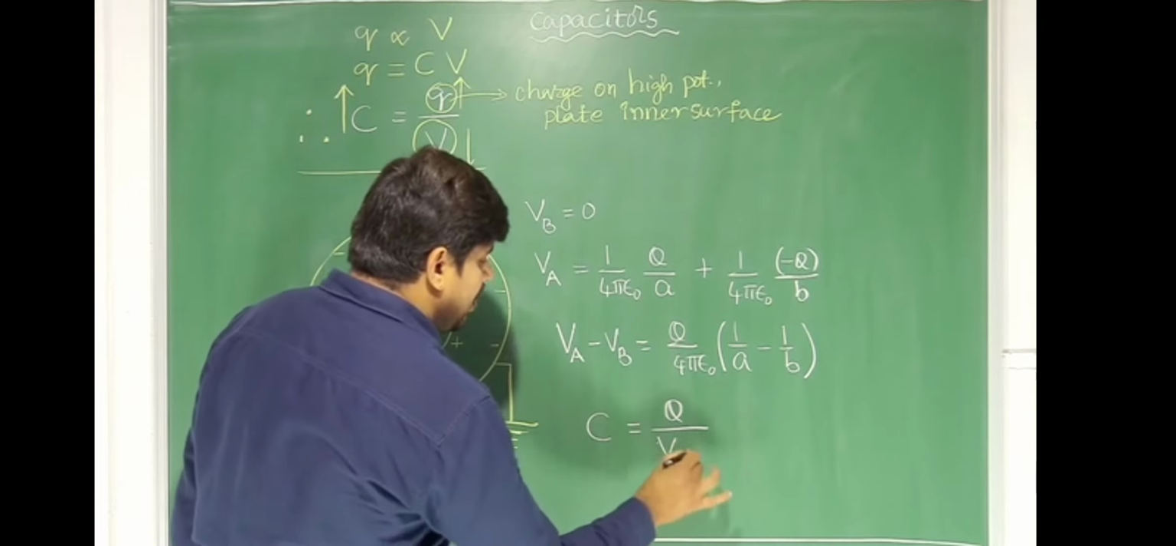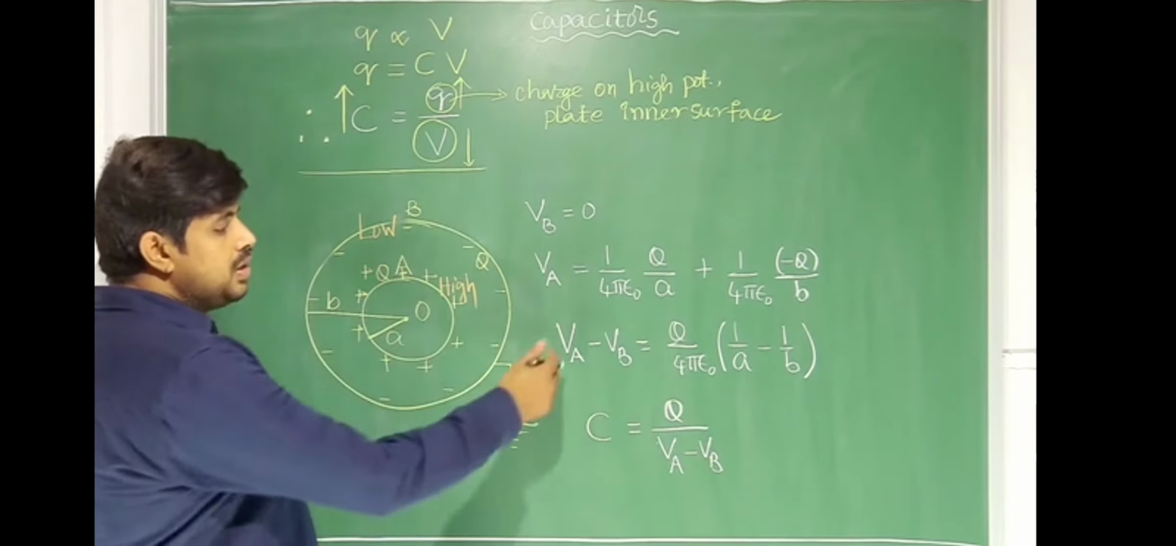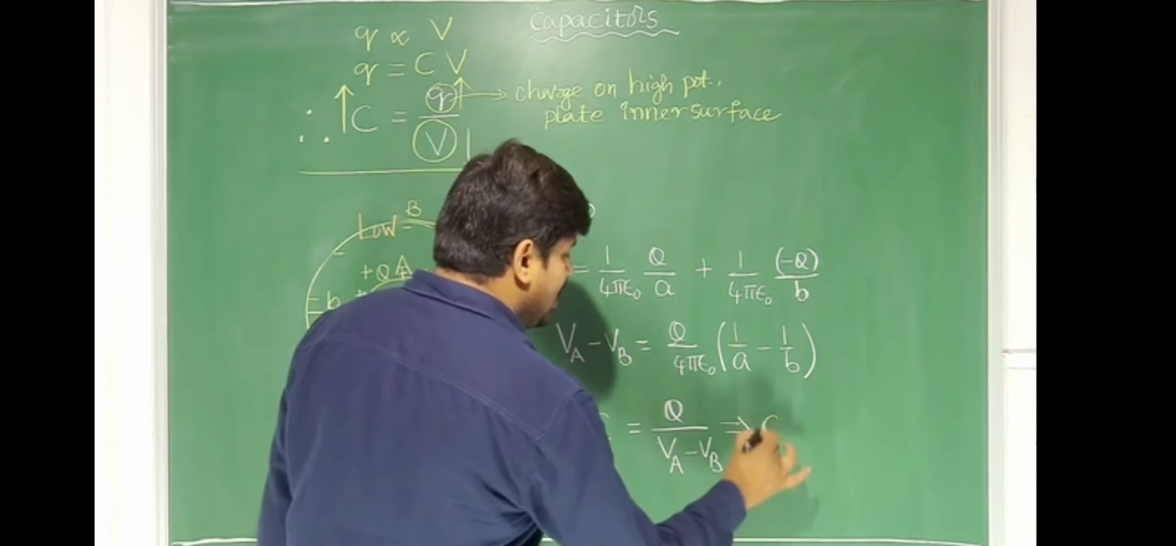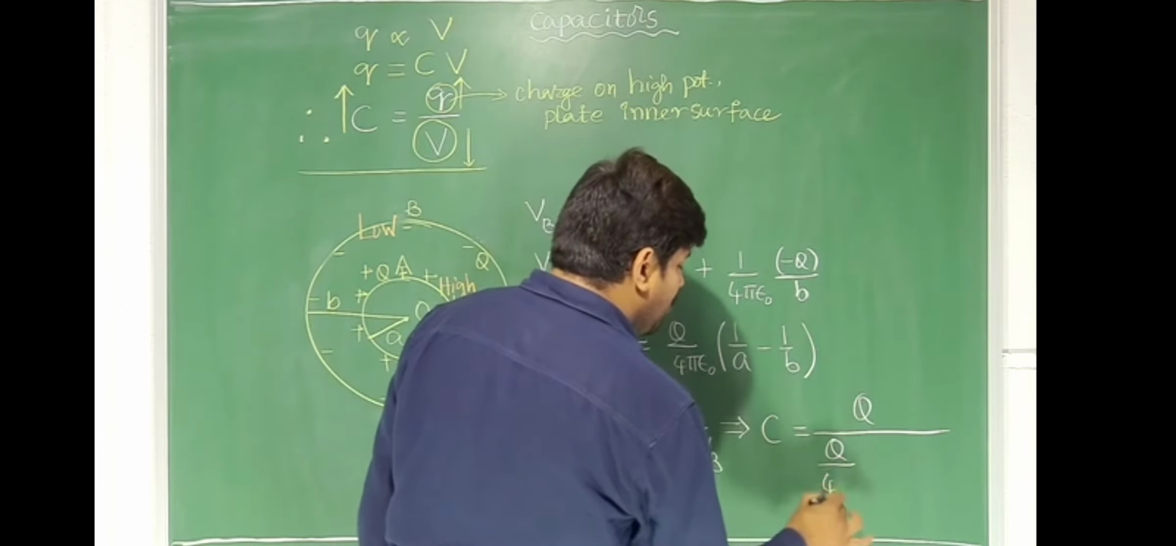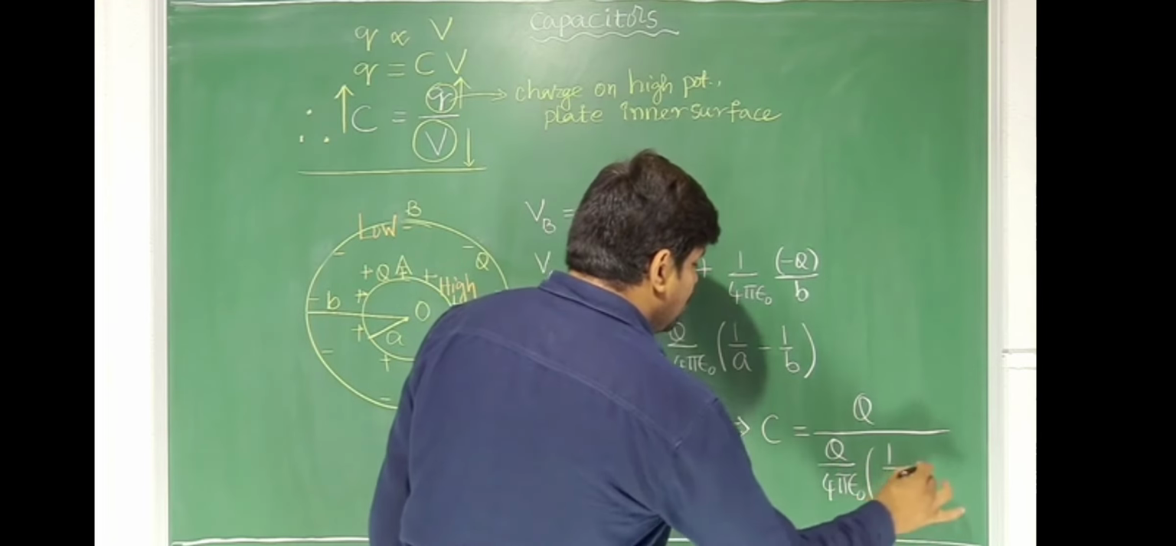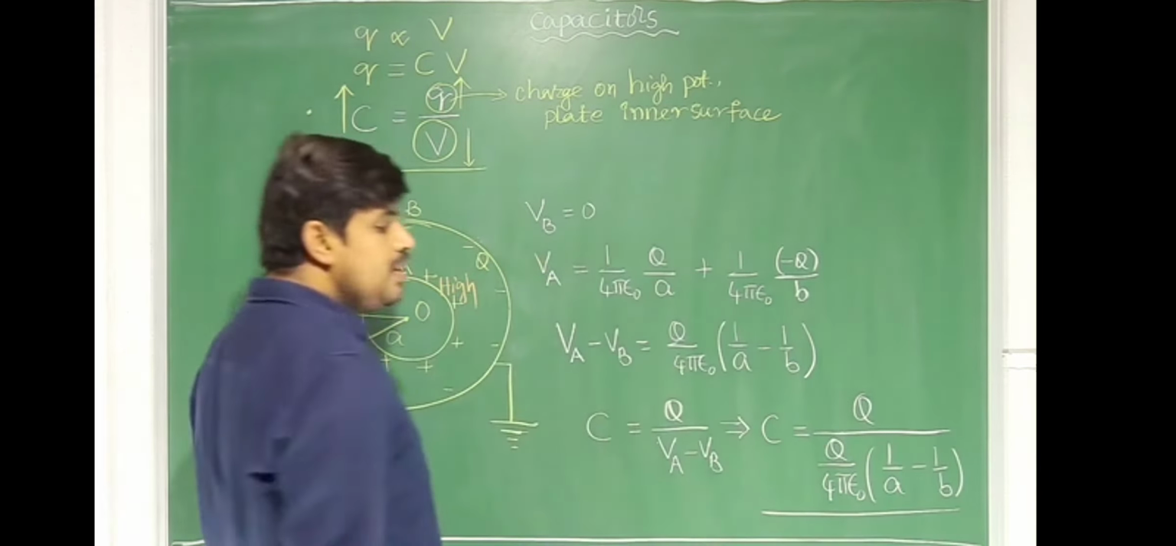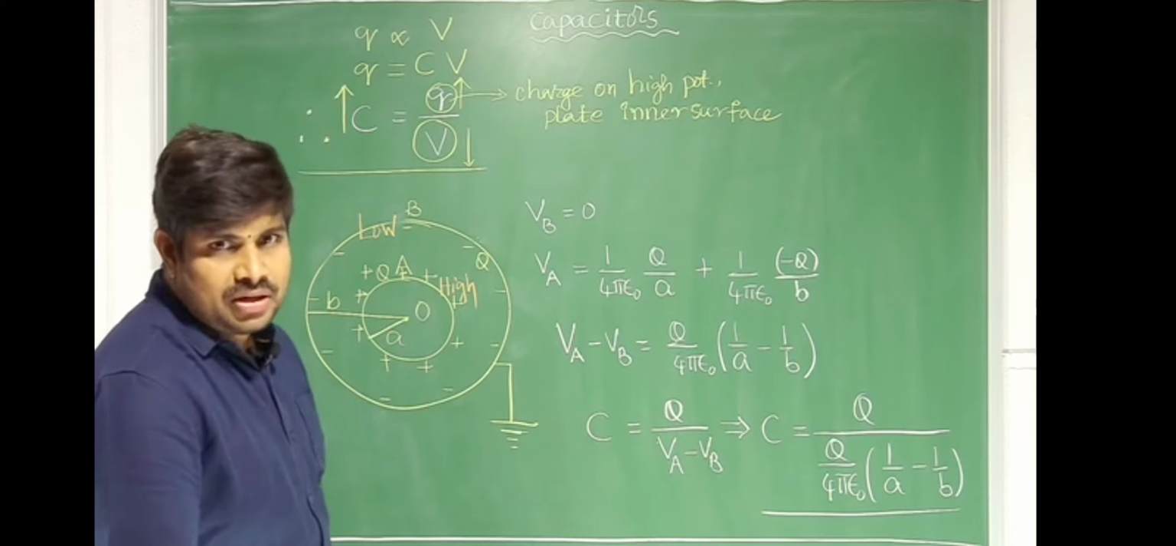Potential difference between A and B, that is VA minus VB. VB is anyway 0. So you are going to get the capacitance C equal to Q upon Q by 4 pi epsilon naught into 1 by A minus 1 by B. Now dear students, this is the capacitance of this arrangement. If you simplify further, what are you likely to get?